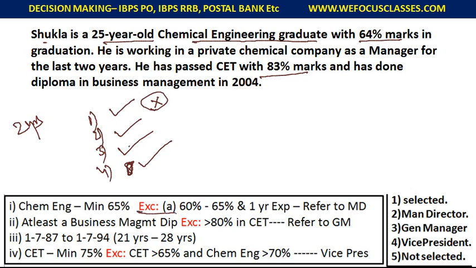Then what is the exception? He has to get minimum 60% of the marks. He got 64% of the marks. And 1 year experience is required. He has 2 years of work experience. So his case is referred to managing director. Very simple thing.